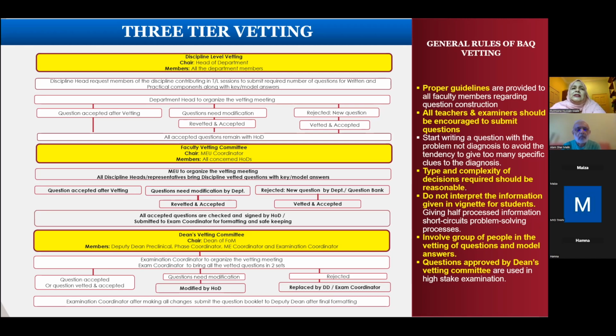So these questions then will be presented to the faculty meeting, which is chaired by the medical education unit coordinator, and the members are all the concerned heads of the department.